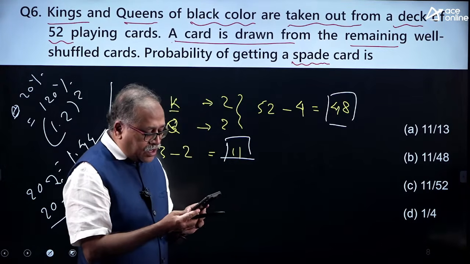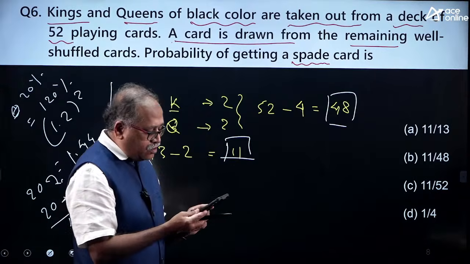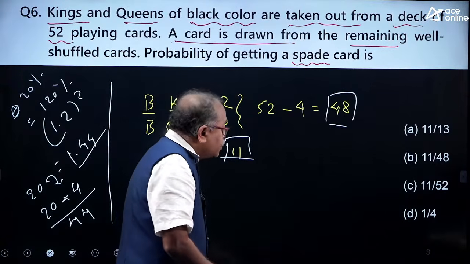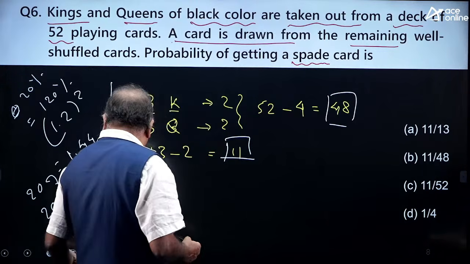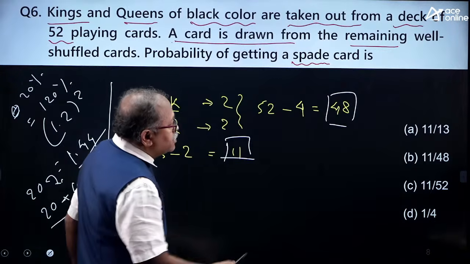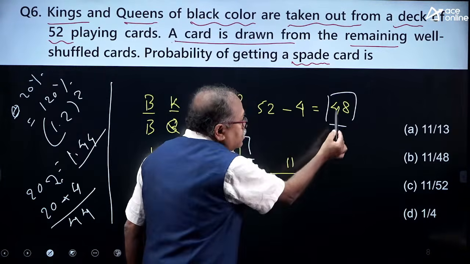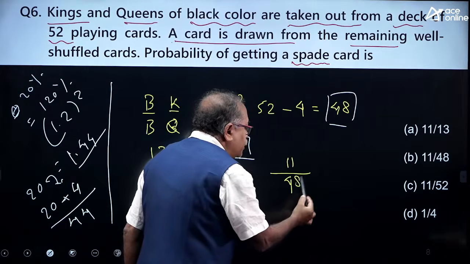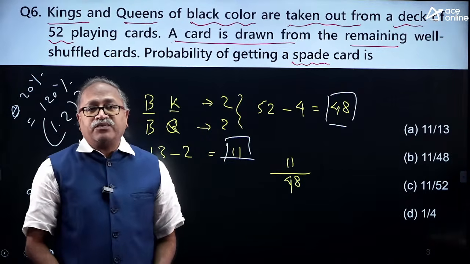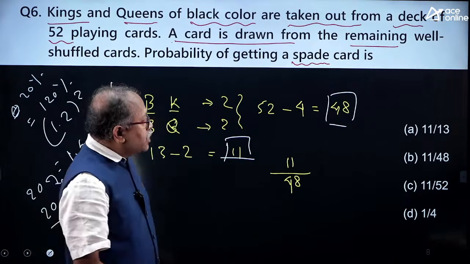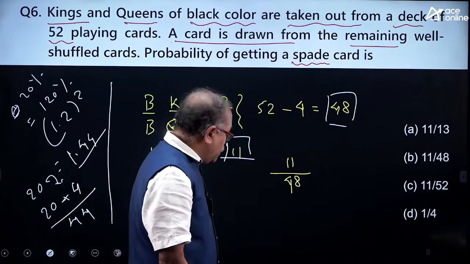Okay, Lavanya. So let's answer this particular question. And what is the answer? My favorable outcome is 11 and the total outcome is 48. So my answer should be 11 by 48. Is the answer 11 by 48 anywhere?